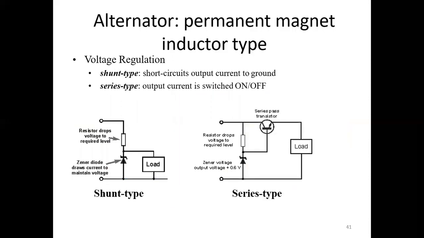Voltage regulation. Shunt type: short circuit the output current to ground. Series type: the output current is switched on or off. The shunt type will be connected like this, and the series type will be connected like this.